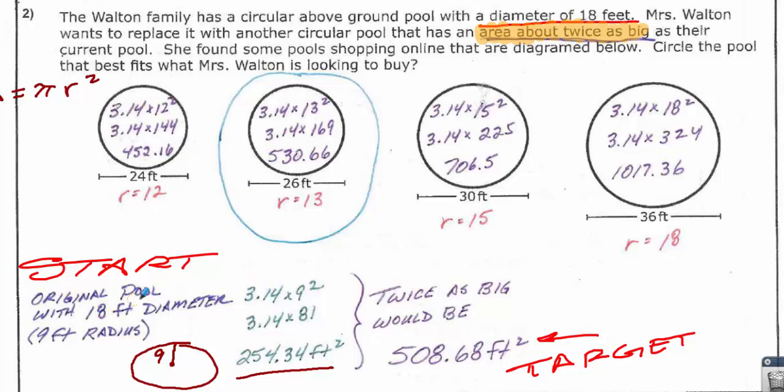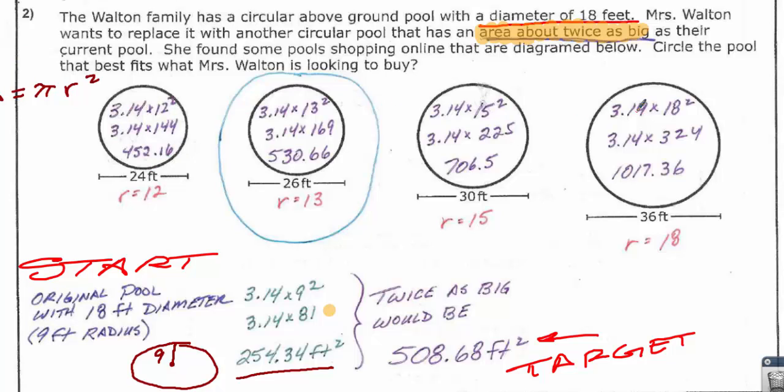They told us it had a diameter of 18, which means it has a radius of 9. So we're going to be doing 3.14 times 9 squared, which is 3.14 times 81. I'm right here. And that gives us 254.34. When I double that, twice as big, double it, I get 508.68. That's my target amount. I'm looking for 508, thereabouts.